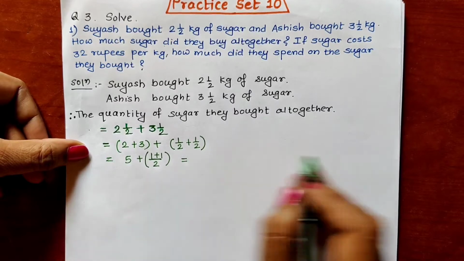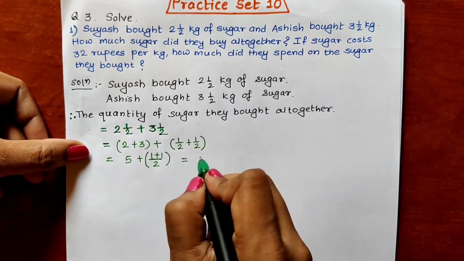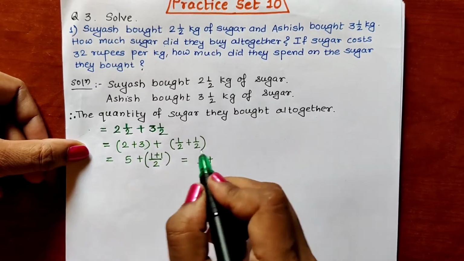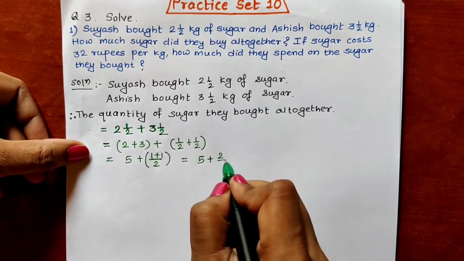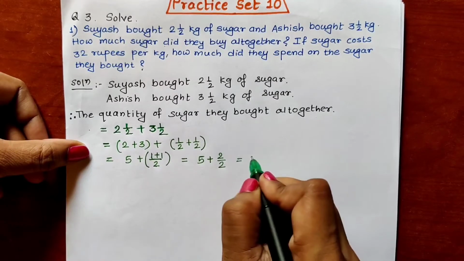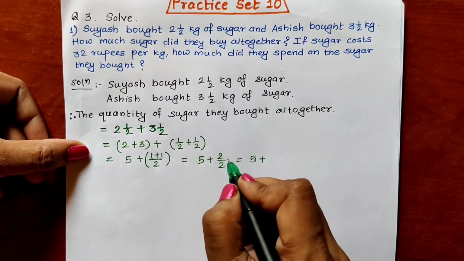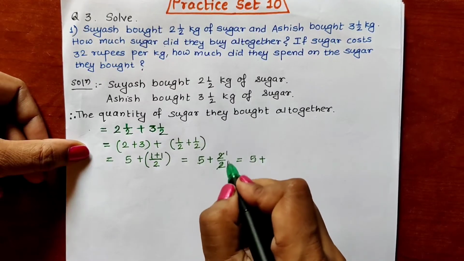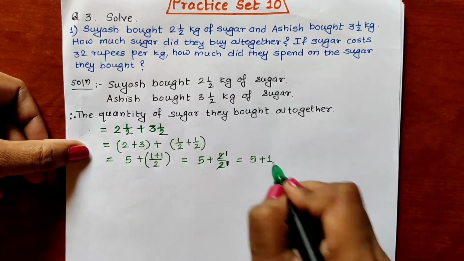I will be writing in the horizontal format. This 5 as it is I am writing, plus 1 plus 1 is 2, and upon 2 as it is equal to this 5 again as it is I am writing, plus 2 upon 2 means what? 2 ones are 2, 2 ones are 2, 1 upon 1. 2 upon 2 means 1 upon 1, and 1 upon 1 means 1 only.